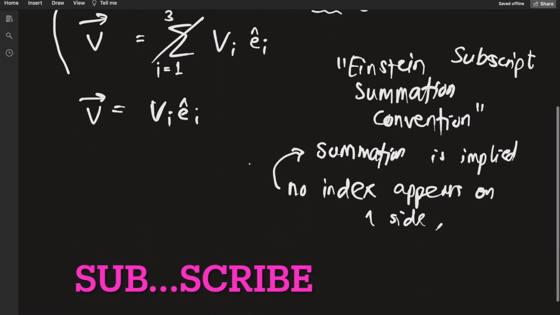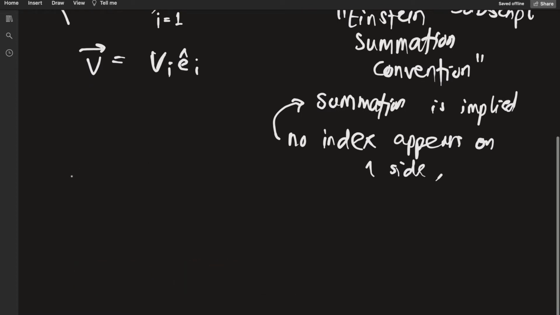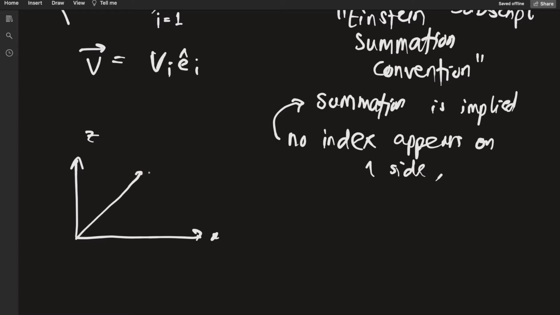And of course you can look at how this vector looks like in the plane. So assuming you have z here, x here, y here, and an arbitrary vector. Let's hope I don't screw up the drawing too much. Something like this. So the z component is, if you project this vector on the z-axis, whatever length you get is the z component.